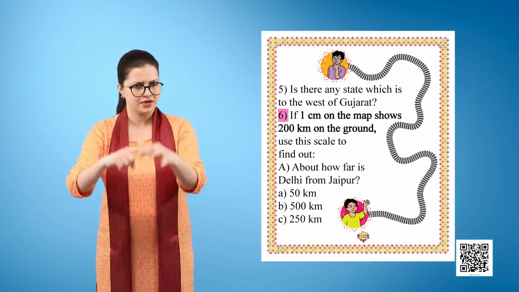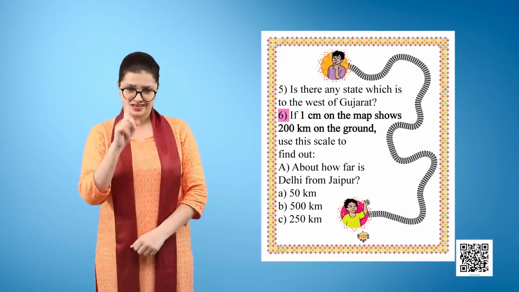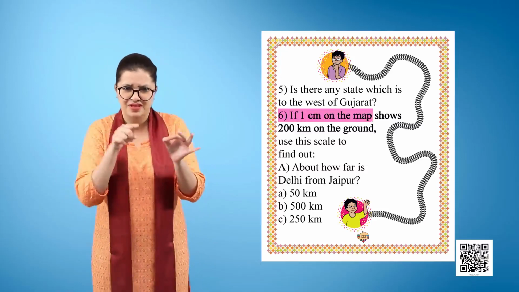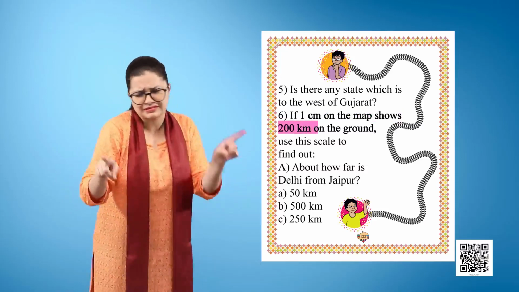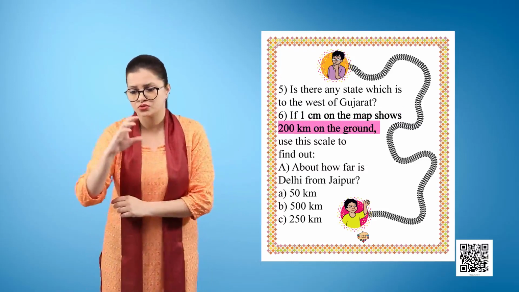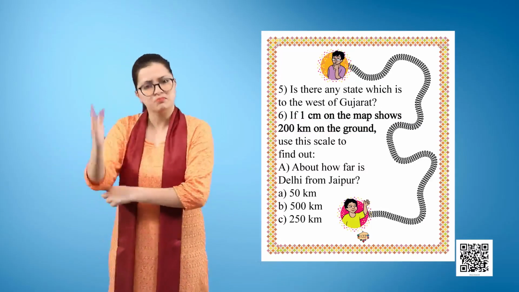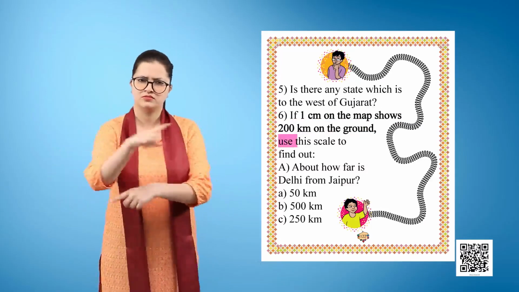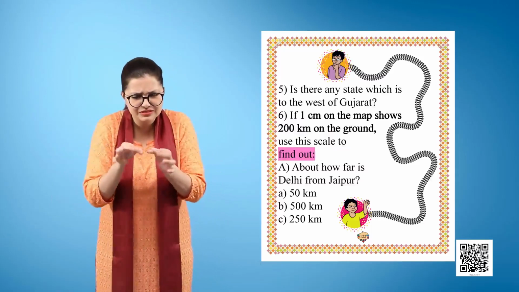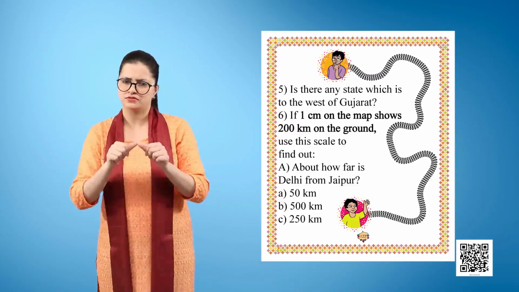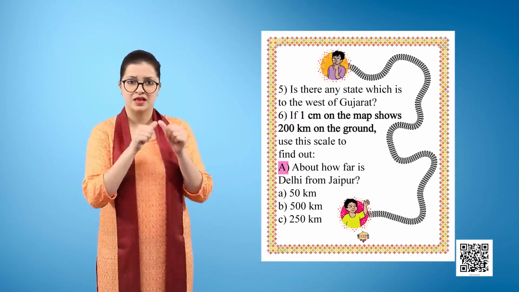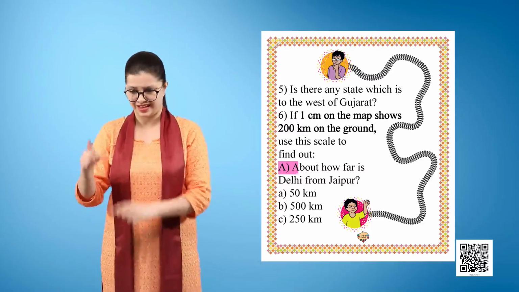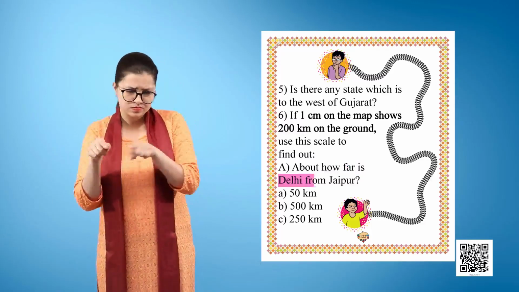6. If 1 centimeter on the map shows 200 kilometers on the ground, use this scale to find out A. About how far is Delhi from Jaipur?